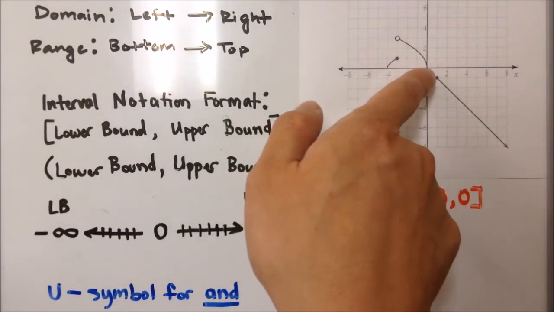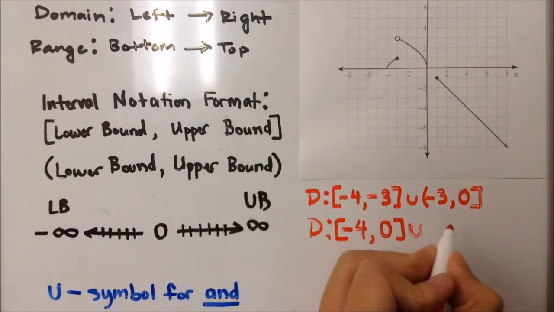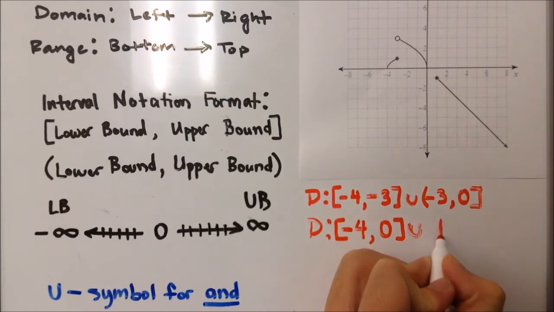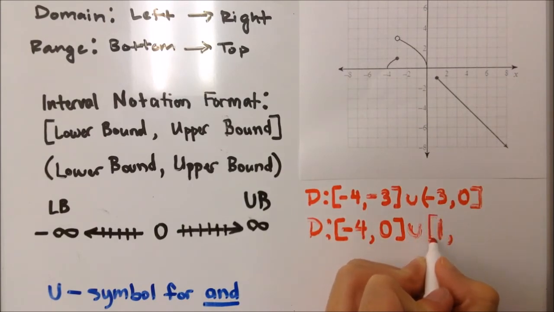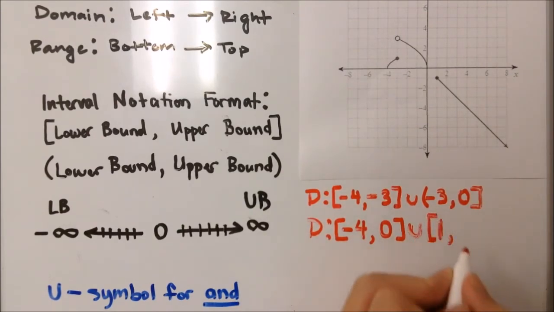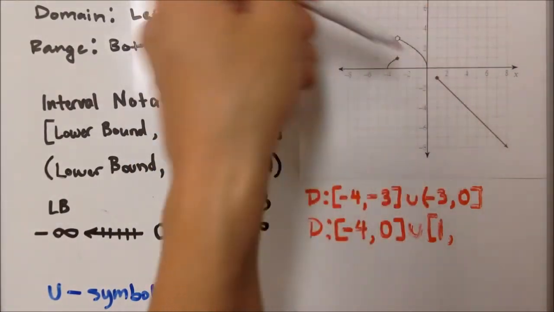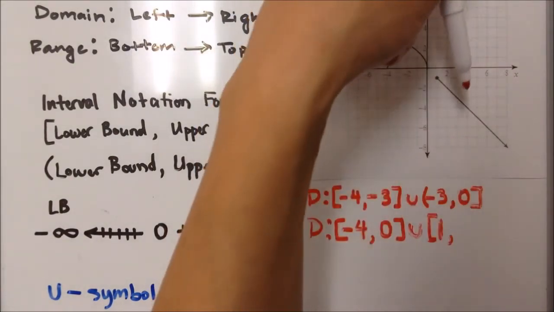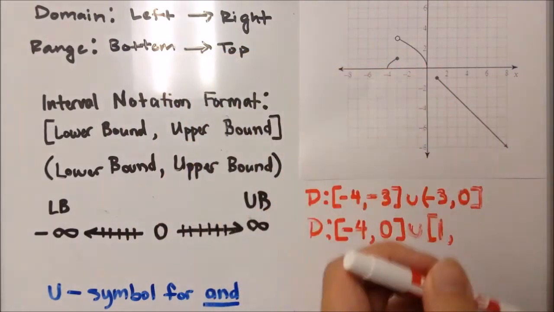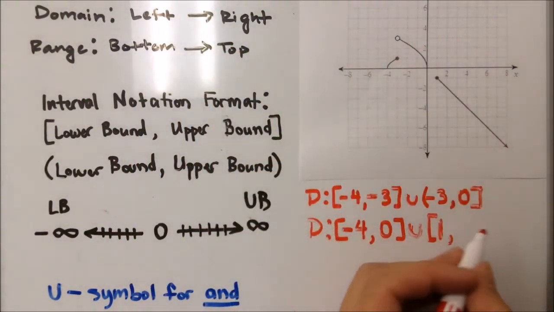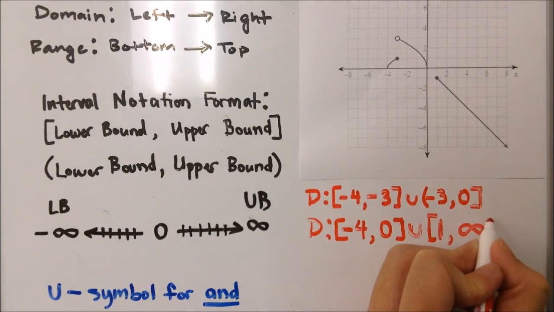Starting from the left, we can see that with respect to the x-axis, it starts at 1. So I'm going to write 1 here, comma. Now since it's a closed circle, I'm going to use a bracket. Going towards the right, this graph is going diagonally, so it's going two directions, to the right and downward. But we're going to focus on the right for domain. Since it has an arrow continuously going to the right, it's going towards positive infinity. Since it's going towards infinity, we have to use parentheses.